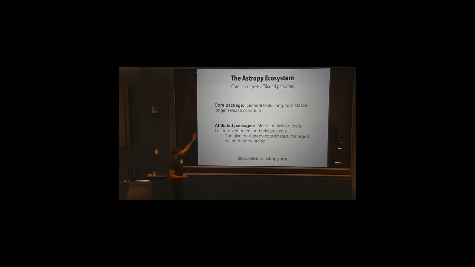So there's the core package, which again just provides these general tools, which is long-term stable, has a fairly long release schedule, so every six months or so. The affiliated packages are separate from the core package, and these contain typically more specialized tools. They can have a faster development and release cycle that's decoupled from the main Astropy core package. But they can also be Astropy coordinated packages. So there can be affiliated packages that are actually coordinated by the Astropy project itself, but they are distinct from the core package. You can see a list of them here.